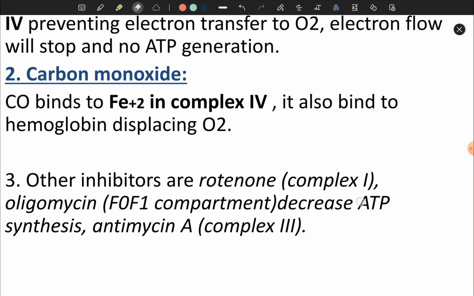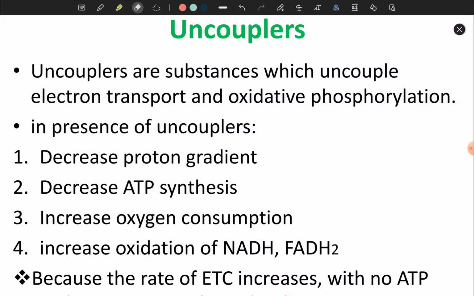What are uncouplers? Definition? Yes, it will uncouple the oxidative part from the phosphorylation part, meaning electron transport continues but does not generate ATP. Electrons are still flowing with no generation of ATP. So uncouplers mean the oxidative part will be separated from the phosphorylation part; electrons are still flowing in the presence of uncouplers, but there will be no generation of ATP. This is different from the inhibitor.